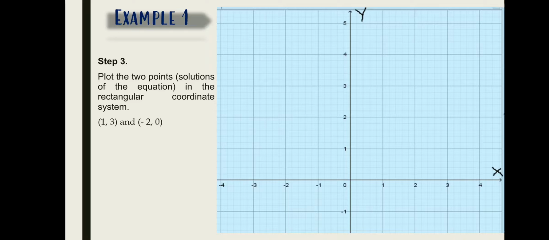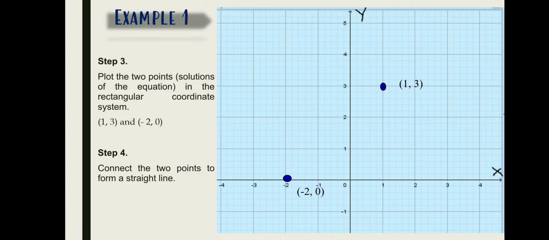Step 3. Plot the 2 points we obtained in step 2 in the rectangular coordinate system, or what we call the Cartesian plane. From step 2, we obtained points (1, 3) and (-2, 0). First, plot the point (1, 3). Next, plot the second point with coordinates (-2, 0). And for our last step, connect the 2 points to form a straight line. So we now have the graph of y equals x plus 2.